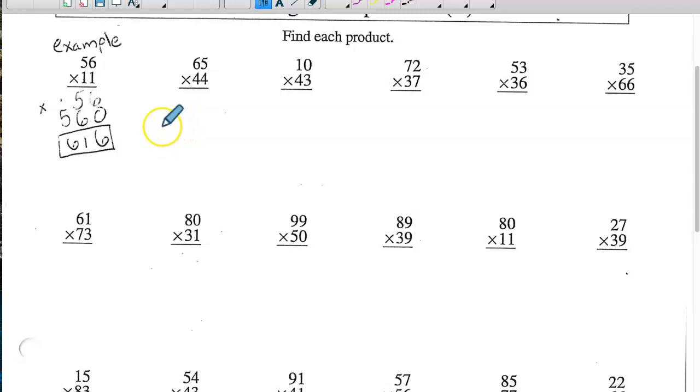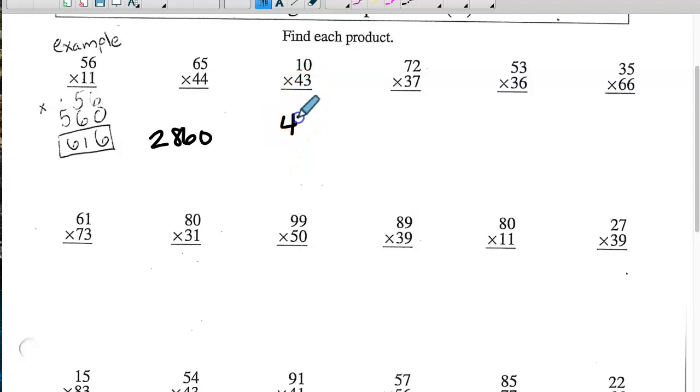So this one is 2,860. That's the answer, 2,860. If you did not get an answer that I have, please raise your hand and I will do it on the board with a whiteboard marker. But I'm just going to give the answers again. If you want me to go over how I got them, please raise your hand and let me know.